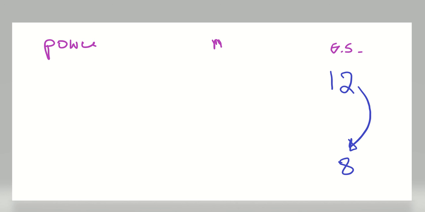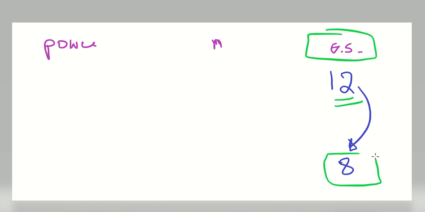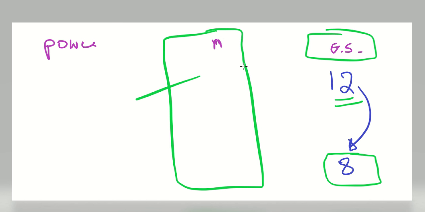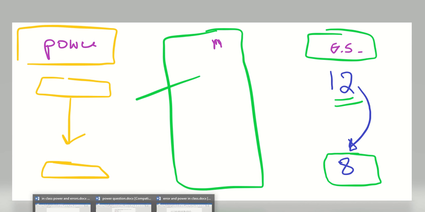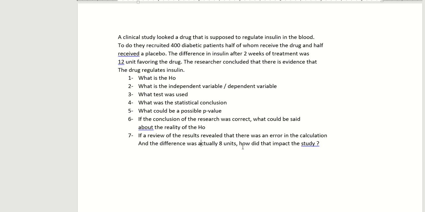So here we have a scenario where the effect size was mistaken to be 12 and turned out to be smaller. How is that going to impact anything? Well, it's not going to impact sample size. Your sample size is constant. We didn't go and recruit more people. But it's going to impact your power. Whatever power you had initially, it's going to be reduced to a lower power. So the answer to how it will impact the study is that it will have less power.